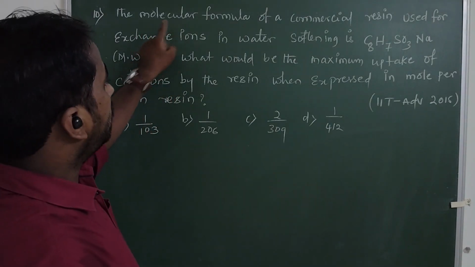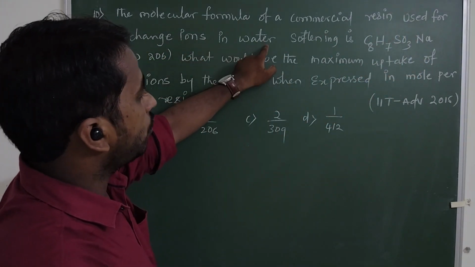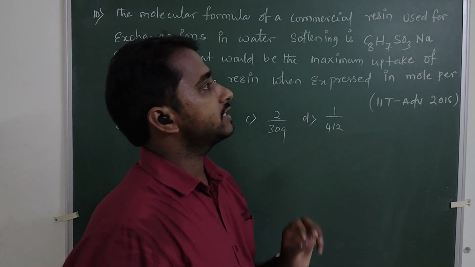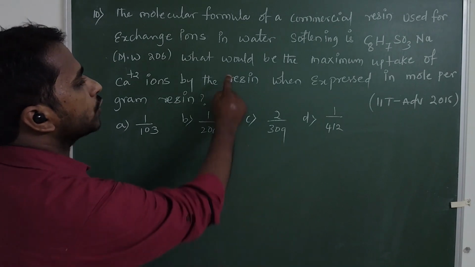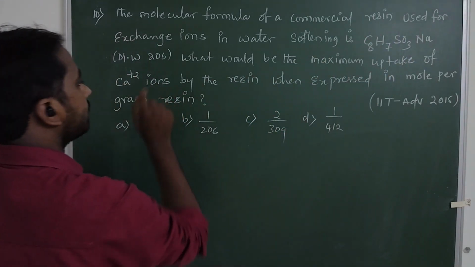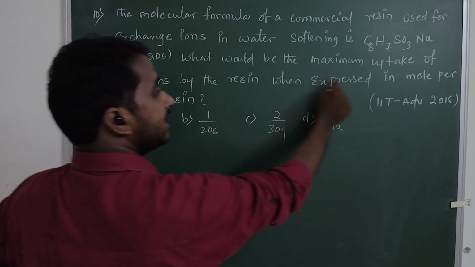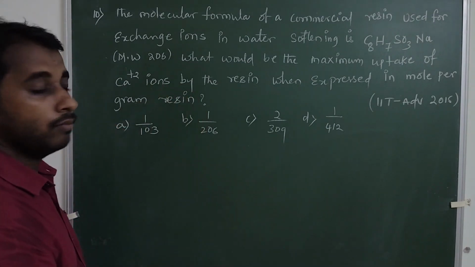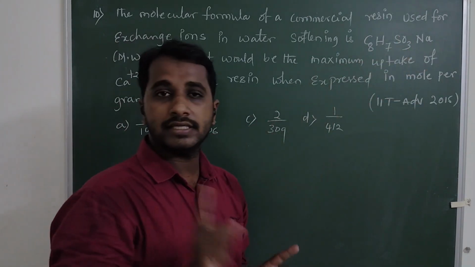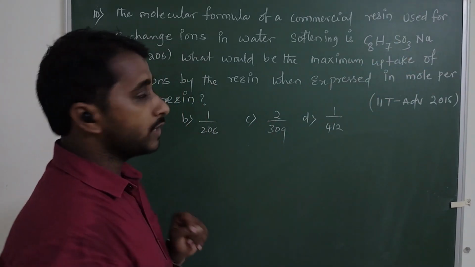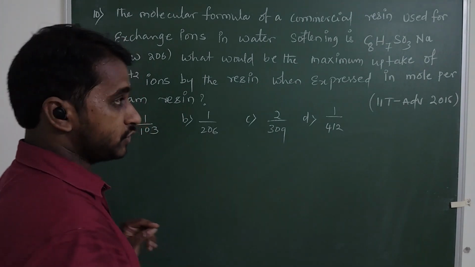The molecular formula of a commercial resin which is used for the exchange of ions in water softening is C8H7SO3Na. Molecular weight is also given, 206. What would be the maximum uptake of Ca2+ ions by the resin, expressed in mole per gram? So here, the softening resin can exchange Na, whose valency is plus 1, but Ca is plus 2. So two molecules are exchanged for one Ca2+ ion.